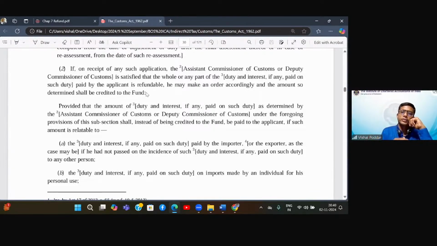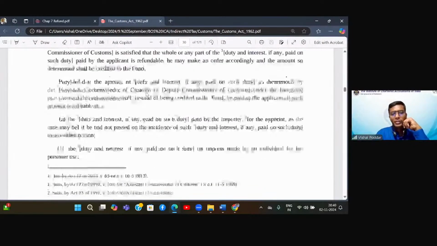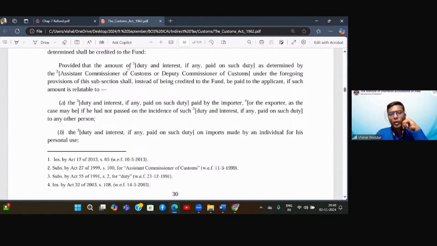So firstly, the provision says if a refund application is made and it is found that it is refundable, the first point says we will transfer it to the Consumer Welfare Fund. Why? Because the law is presuming duty incidence has been passed. But again, you immediately have an exception. What is that exception? Provided that.